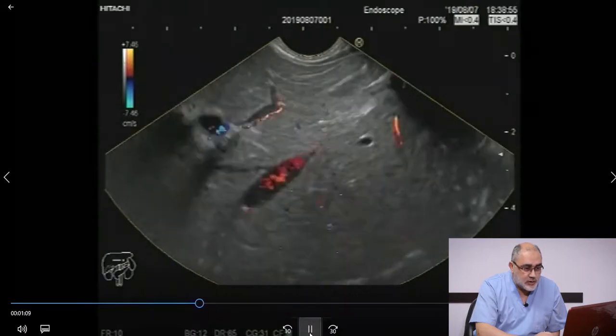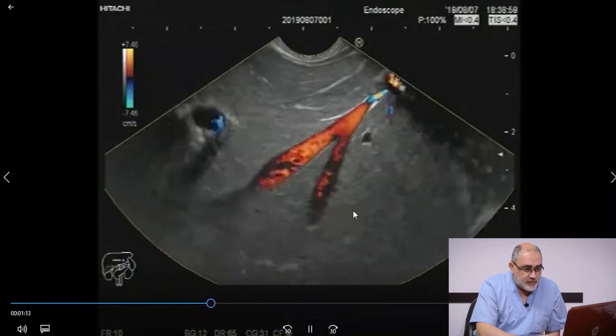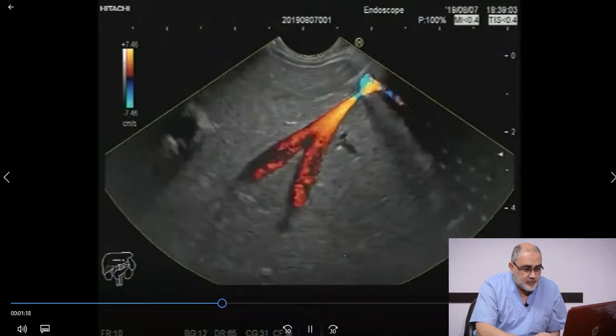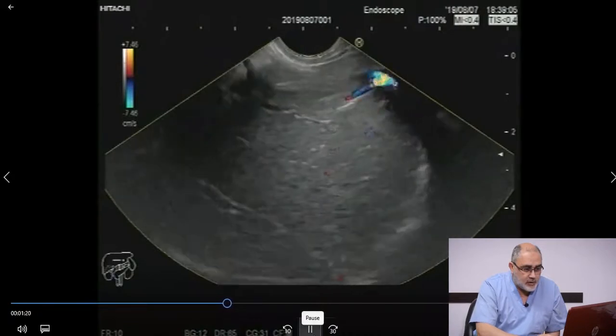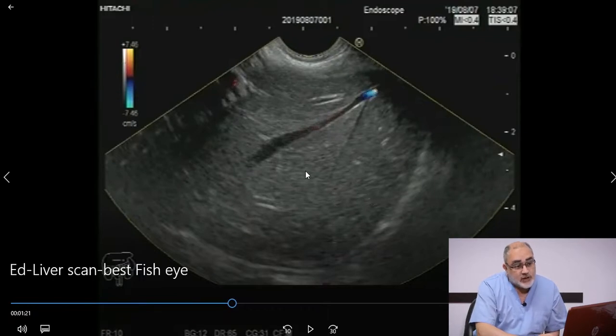We continue counterclockwise rotation to see the left hepatic vein. This is still the middle hepatic vein, and this is the inferior vena cava. We will keep doing counterclockwise rotation. Yes, very nicely seen, left hepatic vein. And this is segment 2, and this is segment 3, opposite to the anatomy.